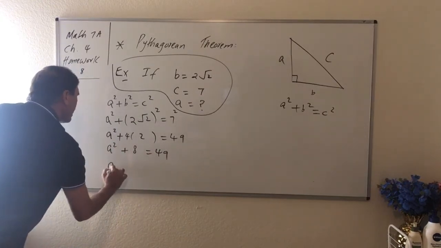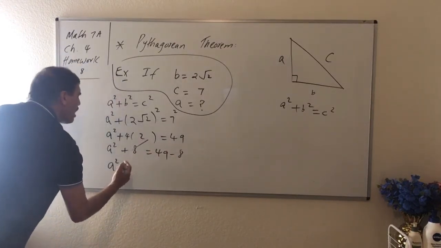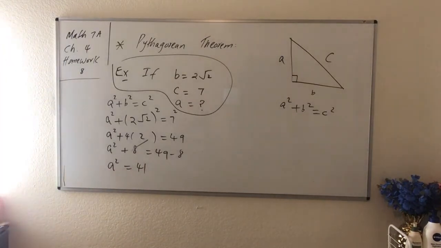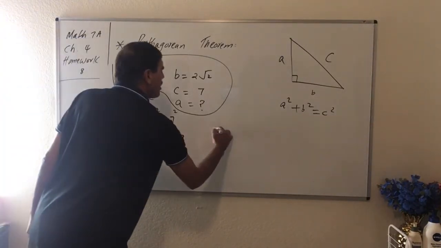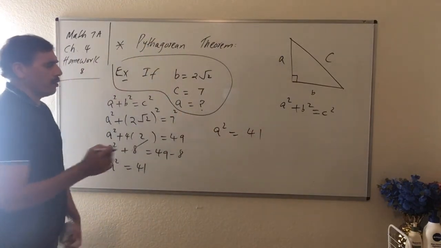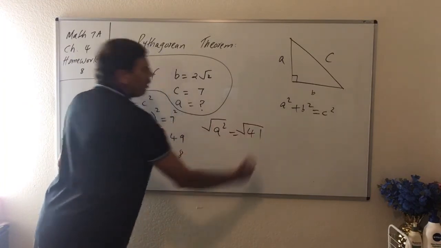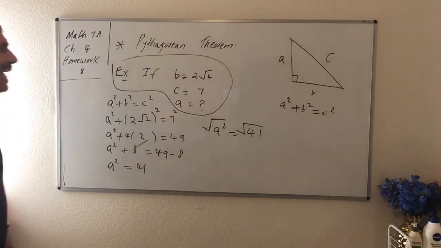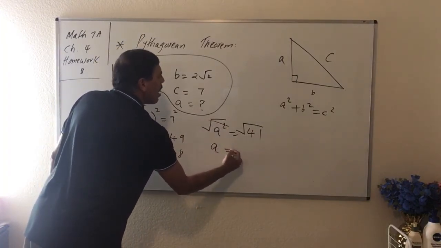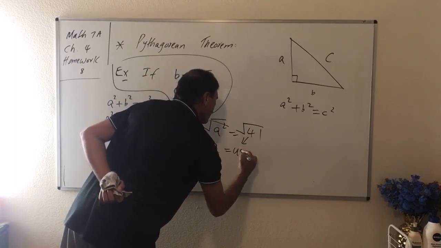Then a squared equals, minus 8. What is 49 minus 8? It is 41. Is 41 a perfect square? No. So here is a squared equals 41. How do you clear the square? The square and the square root. So take the square root of both sides. Remember, the square and the square root always cancel. So the square and the square root are gone. Now 41 is not a perfect square, so for this one, use the calculator.